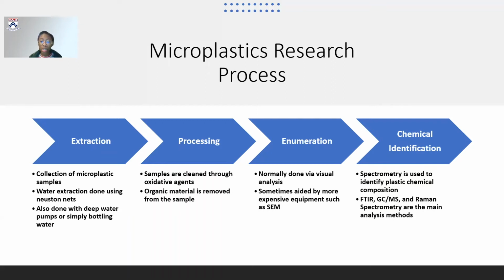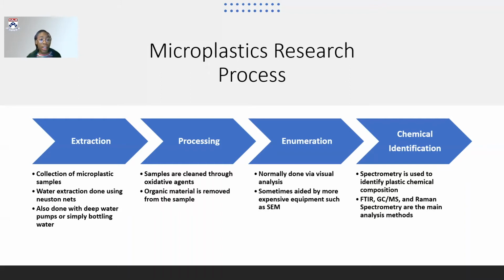This enumeration is normally done through visual analysis, normally under a normal optical microscope, and it is sometimes aided by more expensive equipment like a scanning electron microscope, but that is normally a second step in the enumeration process, where a bulk sample is cleared out of anything that's not microplastics, and then whatever is considered microplastics is moved onto a smaller glass slide or something like that and put under an SEM so that a researcher can look at it.